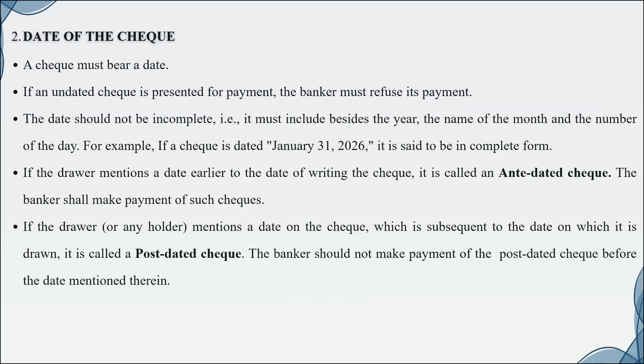If the drawer mentions a date earlier to the date of writing the check, it is called an antedated check. The banker shall make payment of such checks. If the drawer mentions a date on the check which is subsequent to the date on which it is drawn, it is called a post-dated check. The banker should not make payment of a post-dated check before the date mentioned therein.